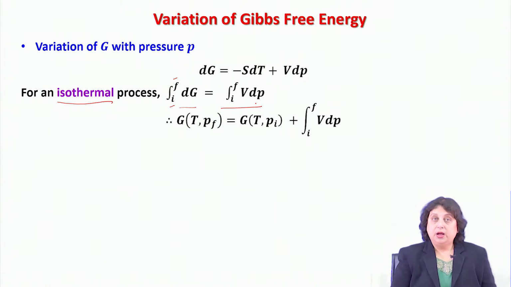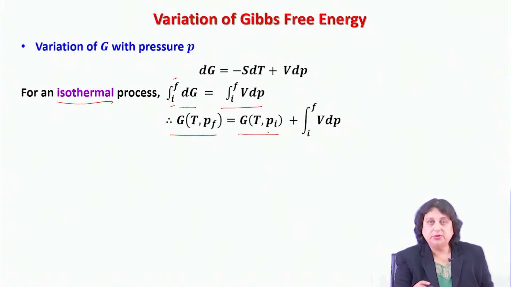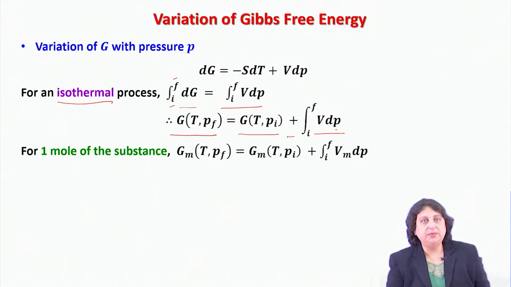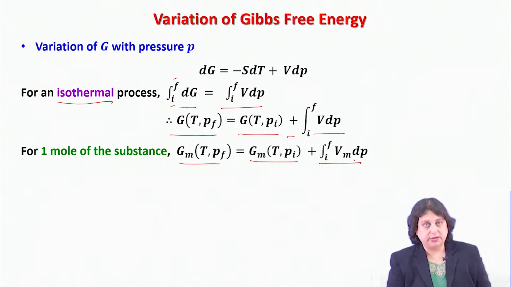And now, if I do this integration, I should be able to write that the Gibbs free energy at a temperature T and final pressure Pf must be equal to the Gibbs free energy at a temperature T at initial pressure Pi plus this integral. Now, this integral can indeed be evaluated. For example, if I have 1 mole of the substance, each of these quantities become the corresponding molar quantities.